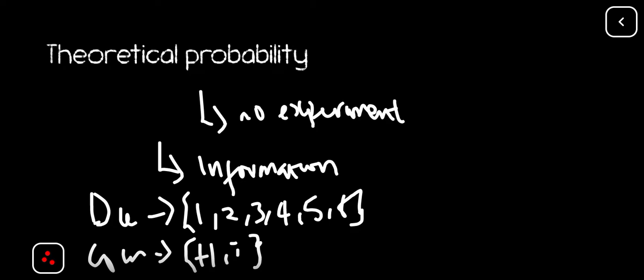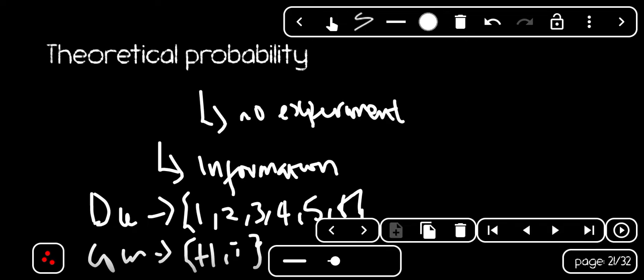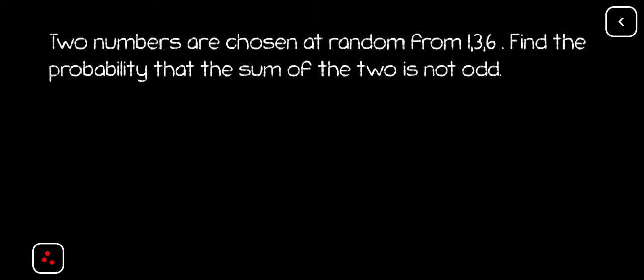So we're going to start with some questions, and then we'll progress to, I think, harder ones and see how much you understand what we're doing. So let us see the first question. The first question says, two numbers are chosen at random from 1, 3, 6. Find the probability that the sum of the two is not odd. I forgot to mention that you can also see things relating to multiples, factors, odd, even. So you just understand the information.